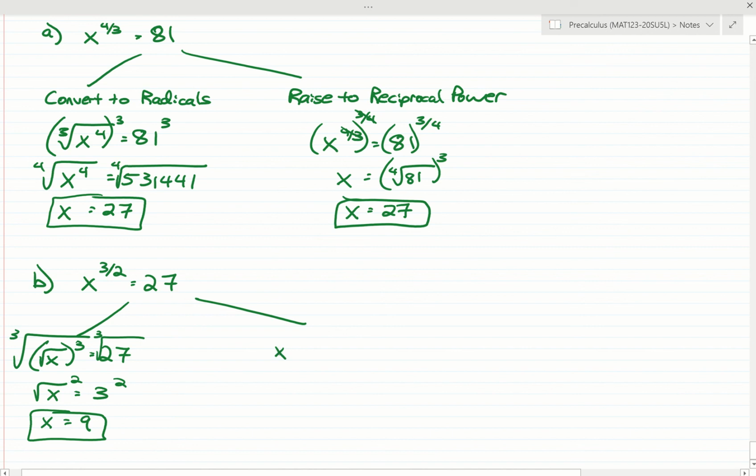Or, once we get x to the 3/2 power is equal to 27, we could raise both sides to the 2/3 power. It's the reciprocal, so these cancel. You just get x to the first when you multiply power to a power. And the cubed root of 27 is 3. 3 squared is 9. So you can see we get the same answer no matter which technique we do.